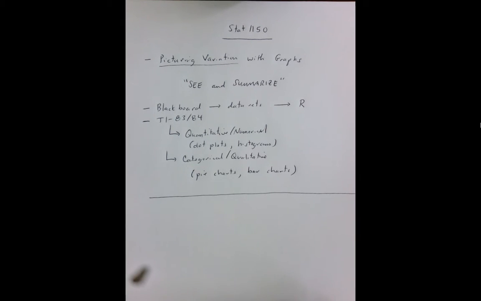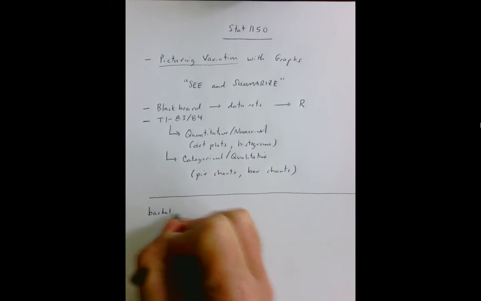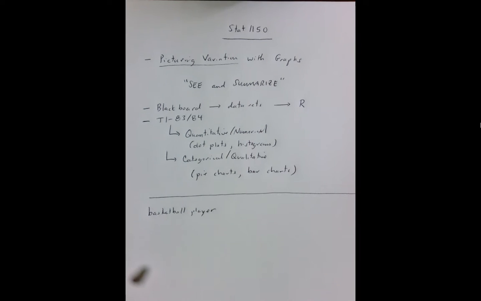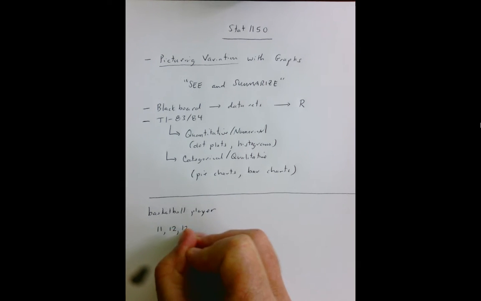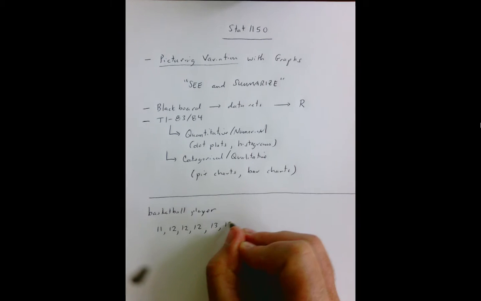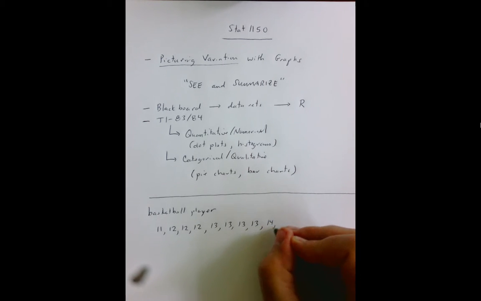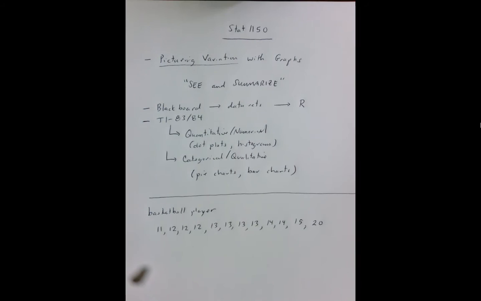Now, the first thing is we should start out with some data. So let's say that we have someone who plays basketball. So he or she takes the number of points that they've scored, and so far they scored 11 points in one game, 12 points in 3 games, 13 points in 4 games, 14 points in 2 games, 15 points in 1 game, and 20 points in another.